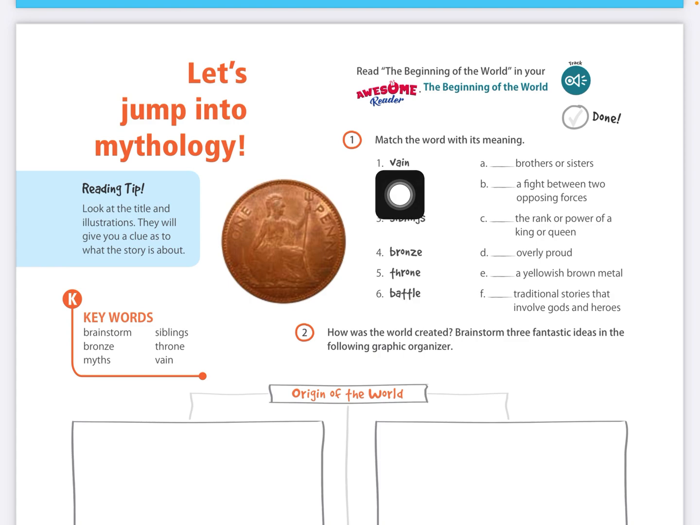So you're going to tell me what is vein. What is the definition of vein? Is it A, B, C, D, E, or F? Tell me which one. What means myths? What means siblings? What means bronze, throne, and battle? Good. That is the way.